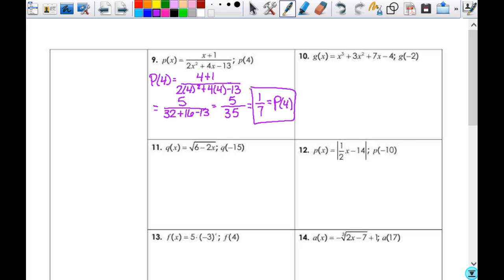All right, let's do 10. We're going to do g of negative 2. That's equal to negative 2 cubed plus 3 times negative 2 squared plus 7 times negative 2 minus 4.